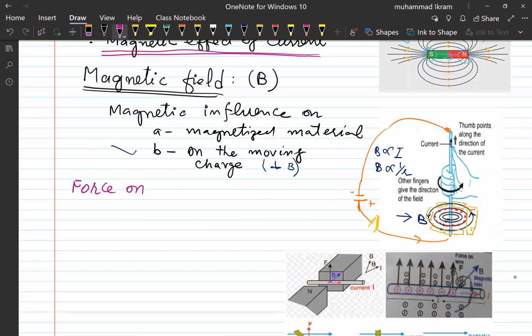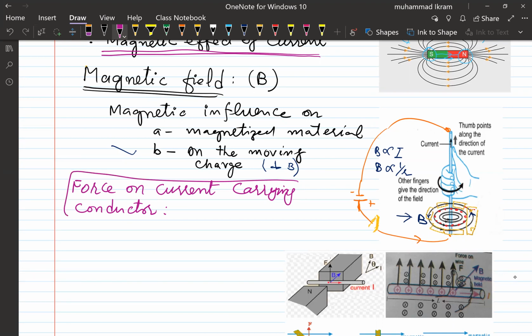Okay, the next topic is the force on current carrying conductor.